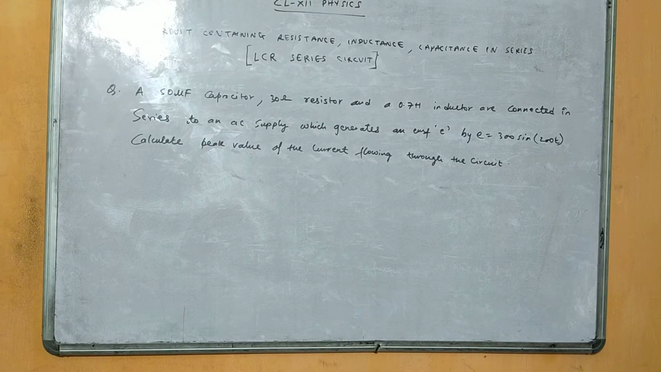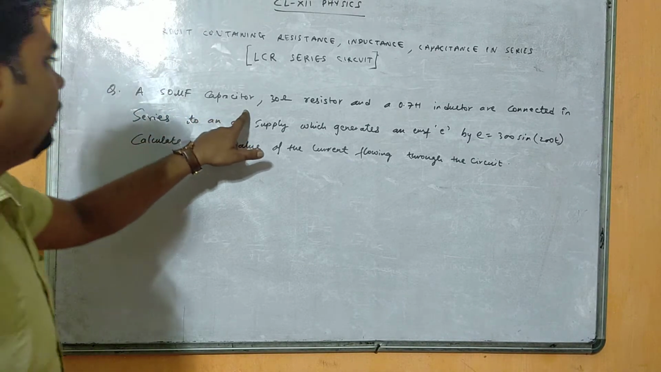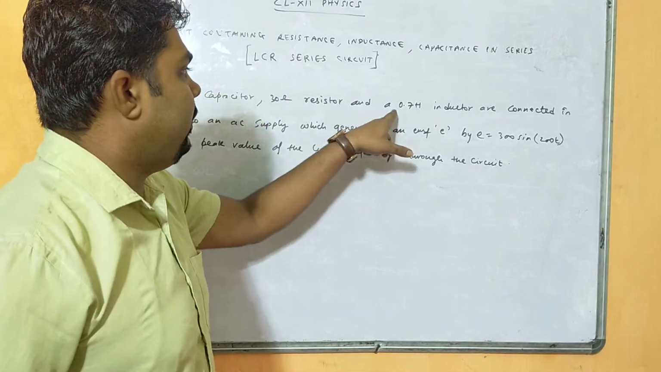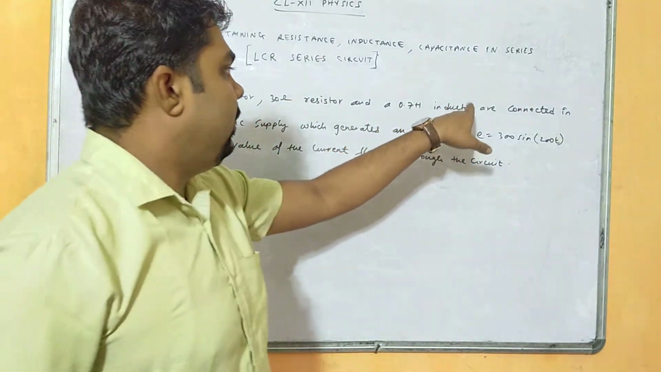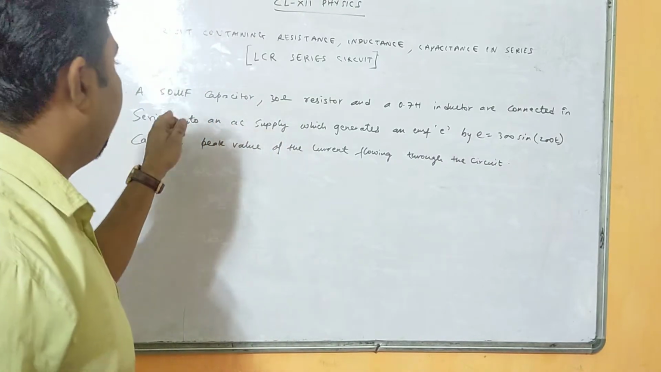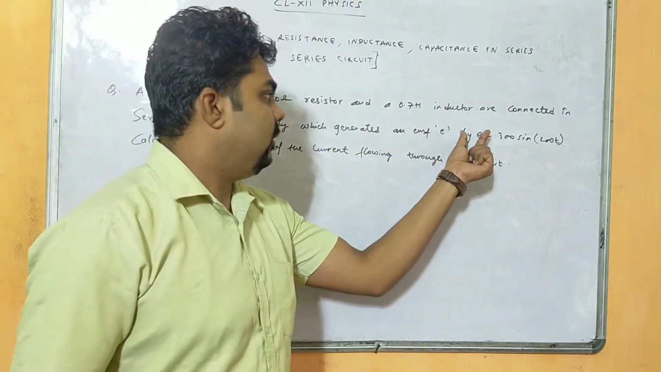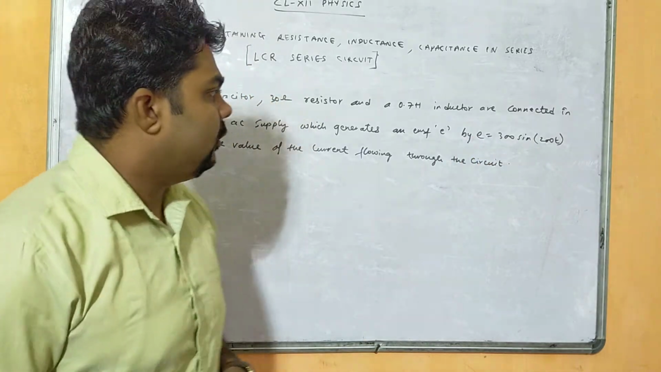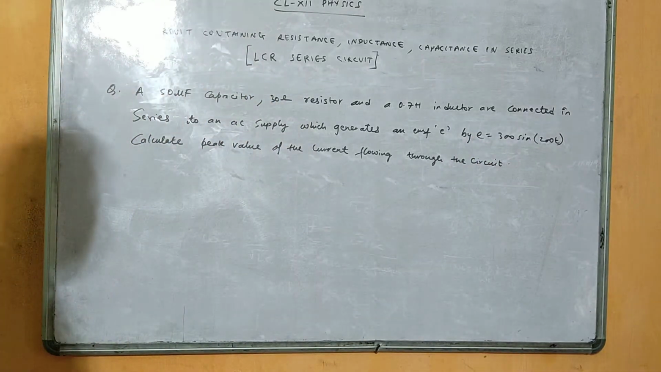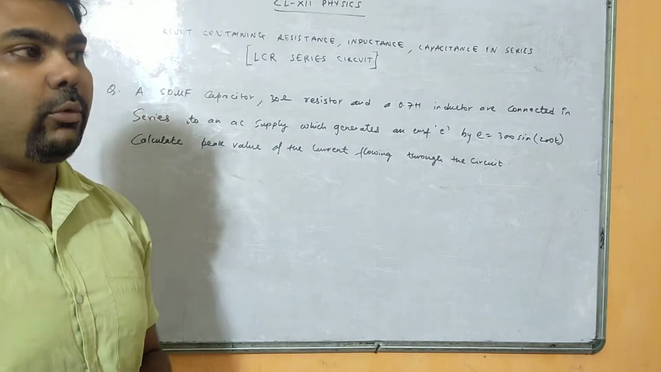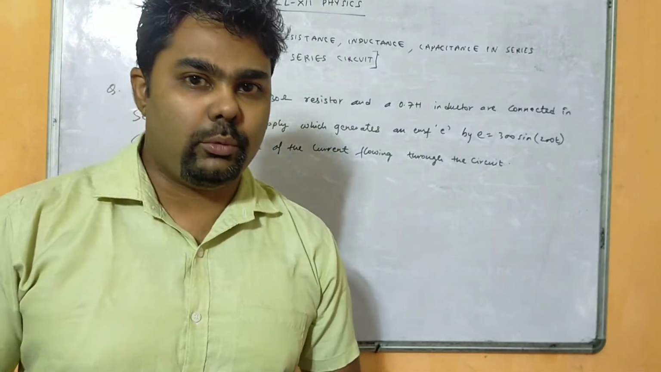So I have noted down one question here. A 50 microfarad capacitor, a 30 ohm resistor and a 0.7 Henry inductor are connected in series to an AC supply, which generates an EMF E equals 300 sin 200t. Calculate the peak value of current flowing through the circuit. We have to calculate the peak current, that is I0.